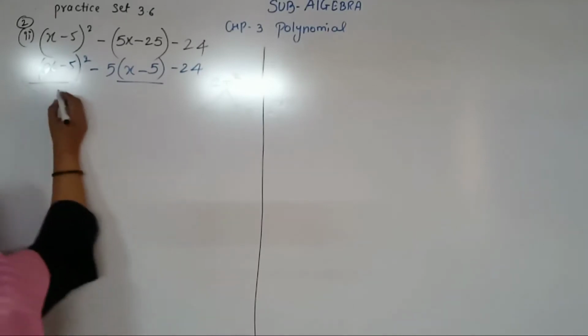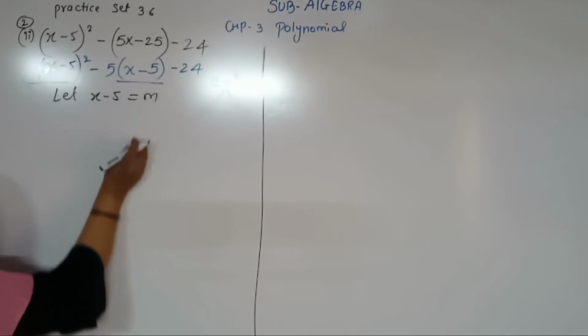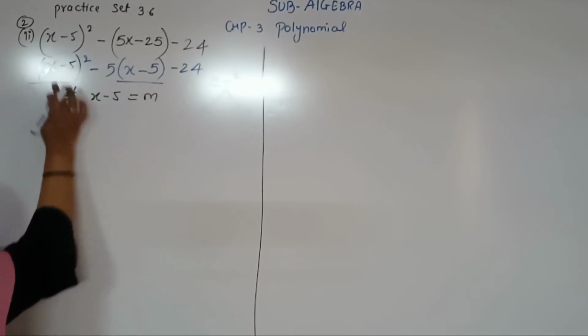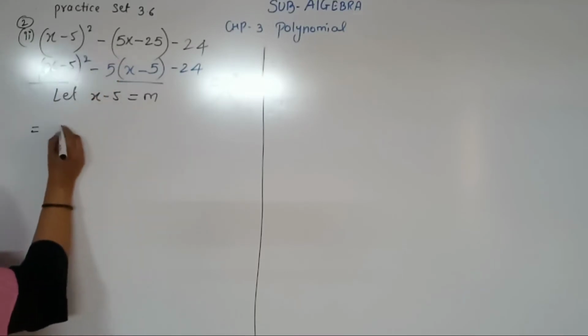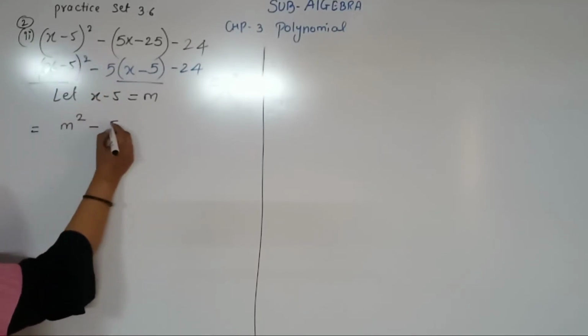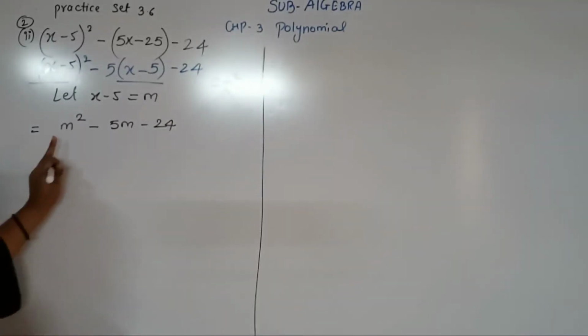So I will write here, let x minus 5 be m. Wherever there is x minus 5, I will write m. So x minus 5 the square, I will write m square minus 5m minus 24. Now I will factorize, right?